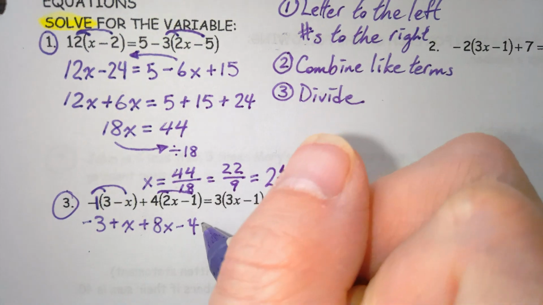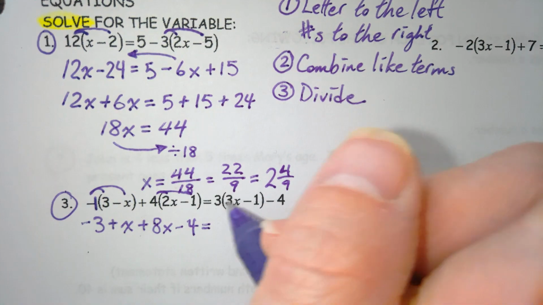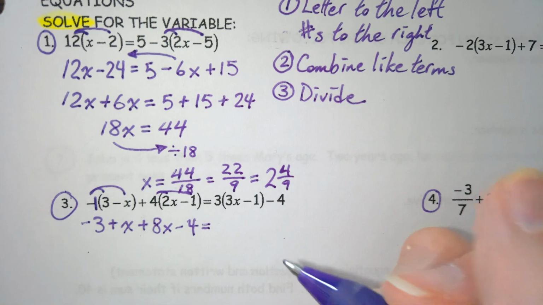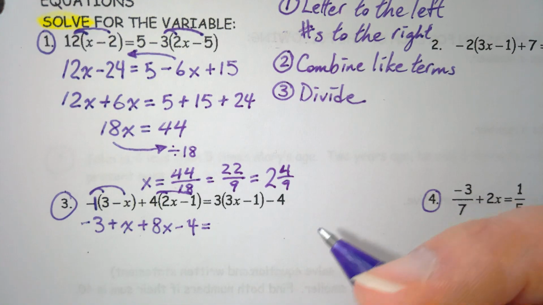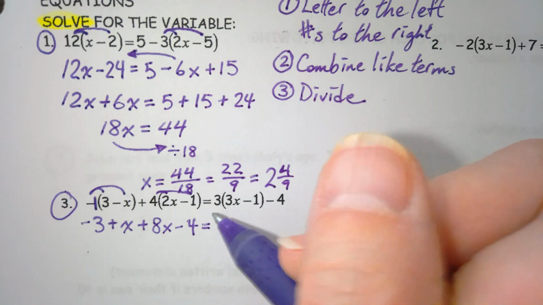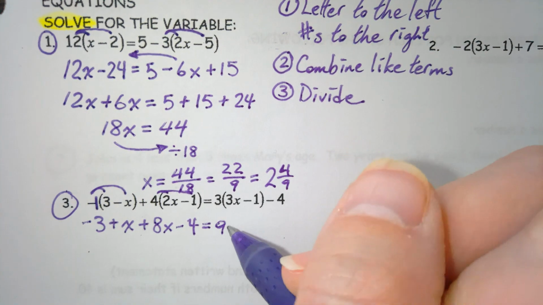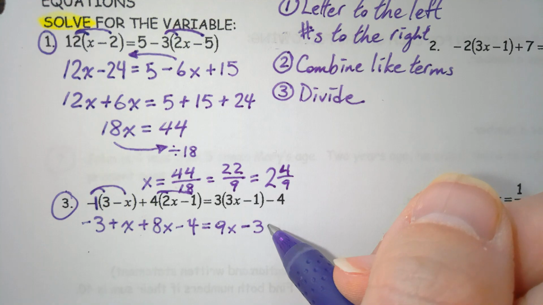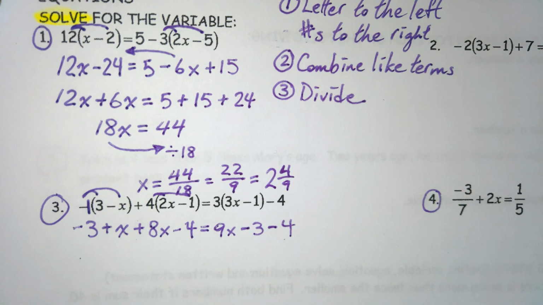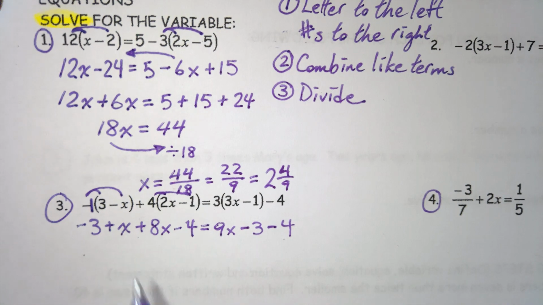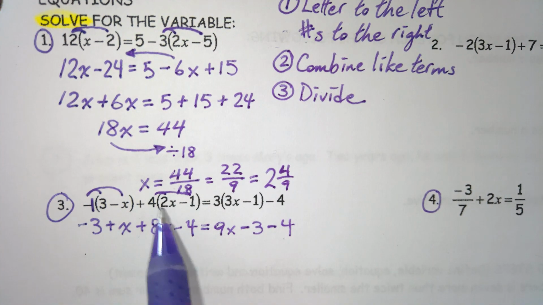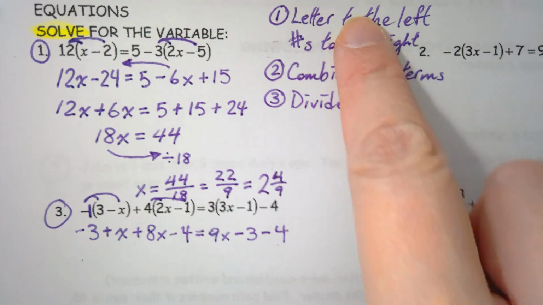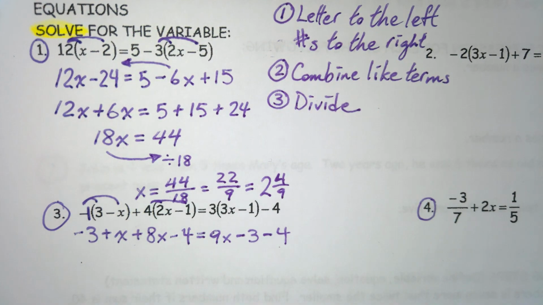Equal. Somebody tell me on the right side. Perfect. Good. So all we did in that first step was distribute. We multiplied it out. Now we can go to here to start solving. So letters to the left, numbers to the right.